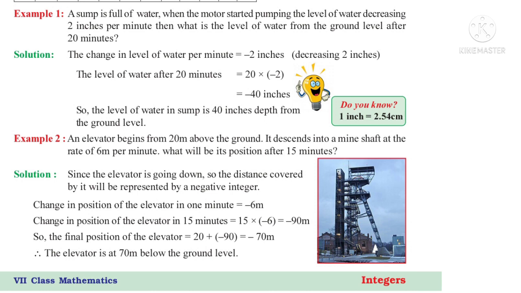Change in position of the elevator in 1 minute is equal to, here observe the word descends. It indicates negative, so minus 6 meters. Change in position of the elevator in 15 minutes. Here observe the word after. It indicates repeated addition or just multiplication. So 15 into minus 6 is minus 90 meters. So the final position of the elevator is equal to 20 plus minus 90 is equal to minus 70 meters. Here observe the number minus 70. It indicates below. So the elevator is at 70 meters below the ground level.